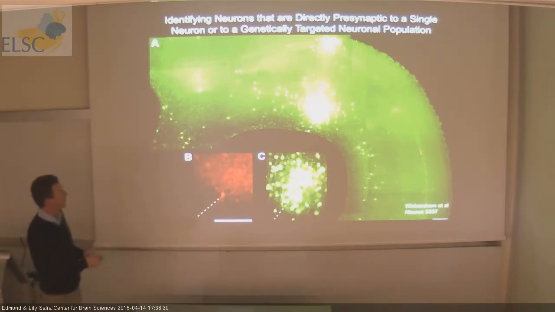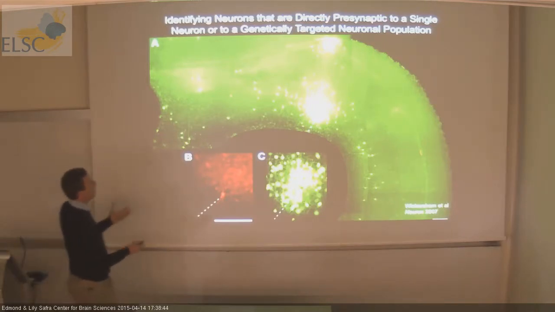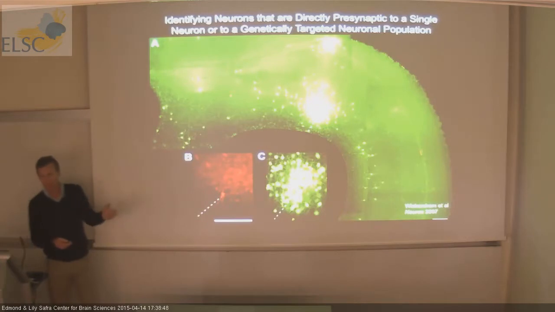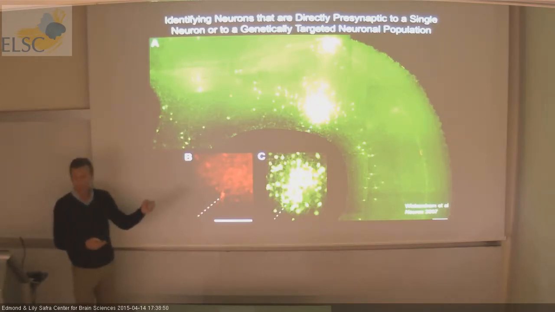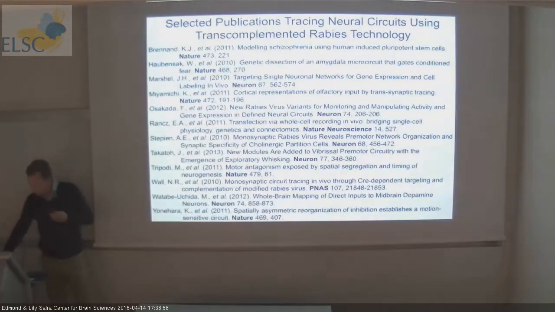But in this case, what we did is we somehow made it so that this rabies virus would only infect that one cell initially, and then after it infected that cell, it would spread just like it normally does, only in the retrograde direction, but after going just one step, it would stop. So how can we do that? How can we build a rabies virus which, rather than indiscriminately infecting all neurons, will only infect that one cell initially, and will only spread one step and then stop? So I'm going to tell you how we're able to do that in the next several slides.